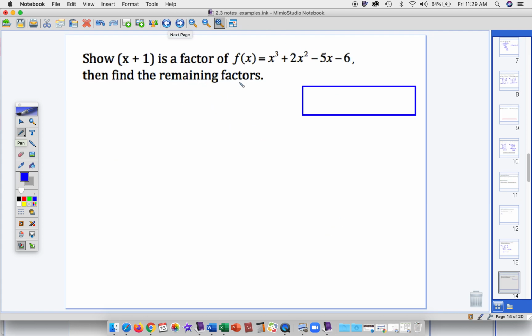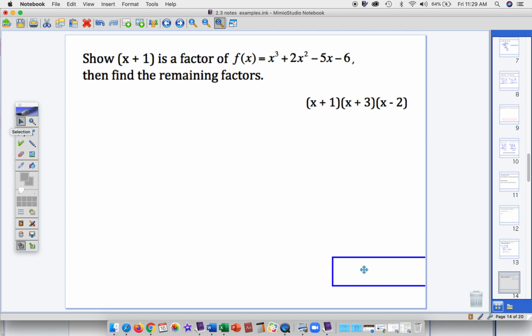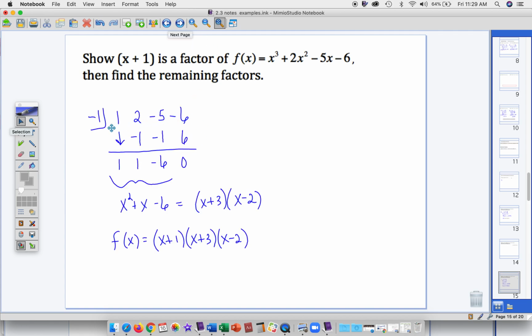So go ahead and try this example. Pause the video, do the division, and then make sure you get remainder 0, and then factor your quotient. Come back when you're done. Okay, so hopefully you got these values. Here's my work. Okay, so again, I'm expecting that remainder 0, and I got it. And then I factor the quotient from there.